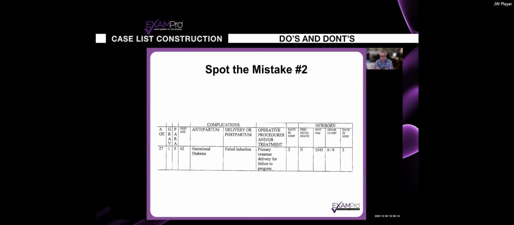Similarly, how long did the candidate induce this patient? Because she had a 3-day length of stay with a C-section, and the baby had a 3-day length of stay. So looking at the length of stay, I'm thinking, well, did they really give her a full 24 hours? And if they did, how do we come up with only a 3-day length of stay and the baby had a 3-day length of stay? So we have incorrect terminology here.